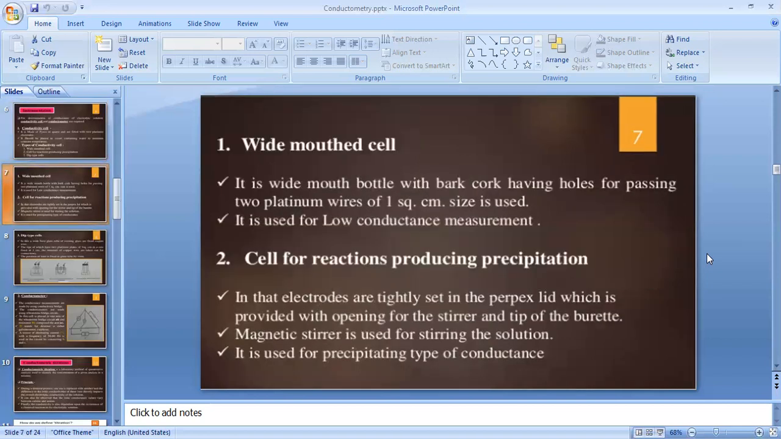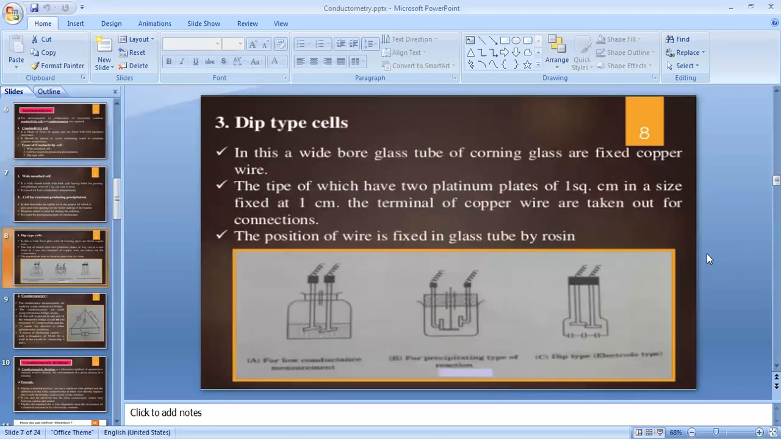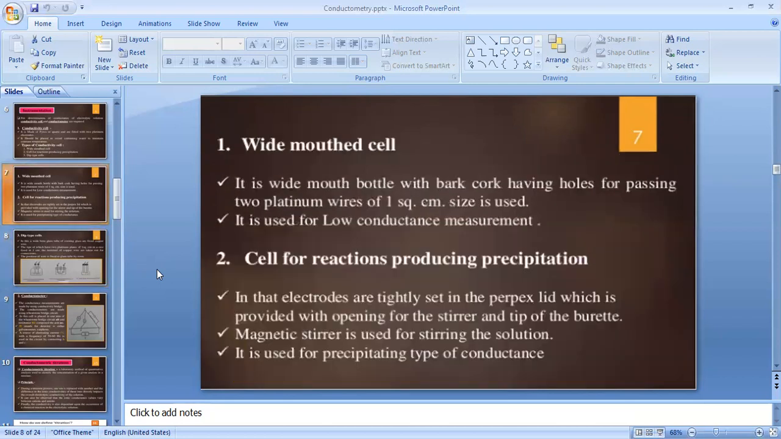The first type of conductivity cell is the wide mouth cell. It is a wide mouth bottle with a cork having holes for passing the two platinum wires, each having a size of 1 square centimeter, and it is used for low conductance measurement. So here is the picture of the wide mouth cell. It is a vessel made up of pyrex. It contains the solution whose concentration is to be found out, and two holes are present. With the help of these two holes, we can place two platinum wires inside it. It is particularly used for determination of electrolytes having low conductance.